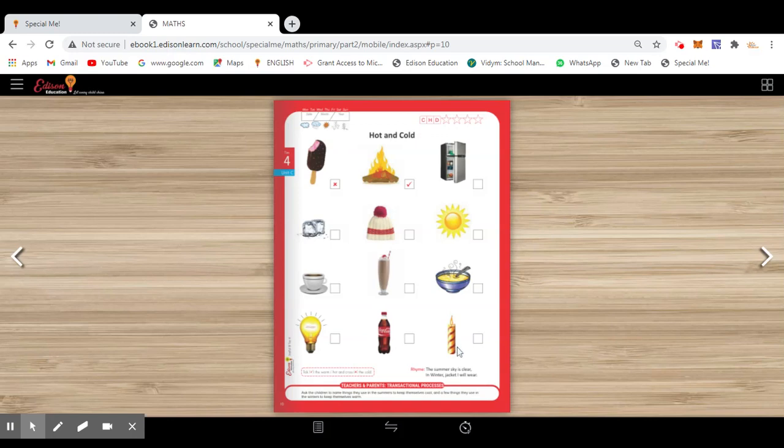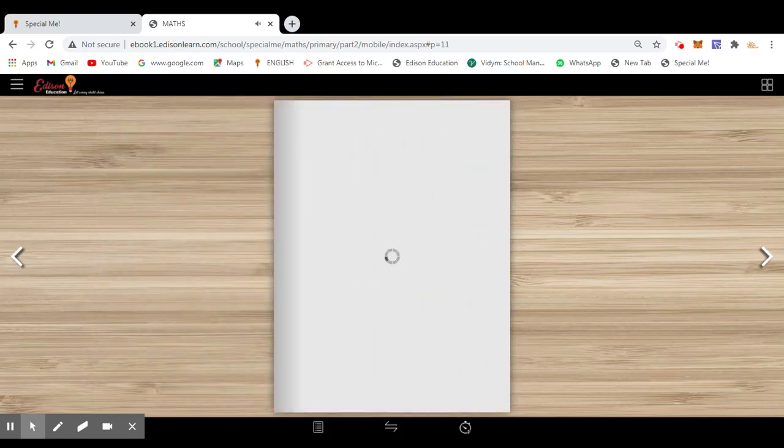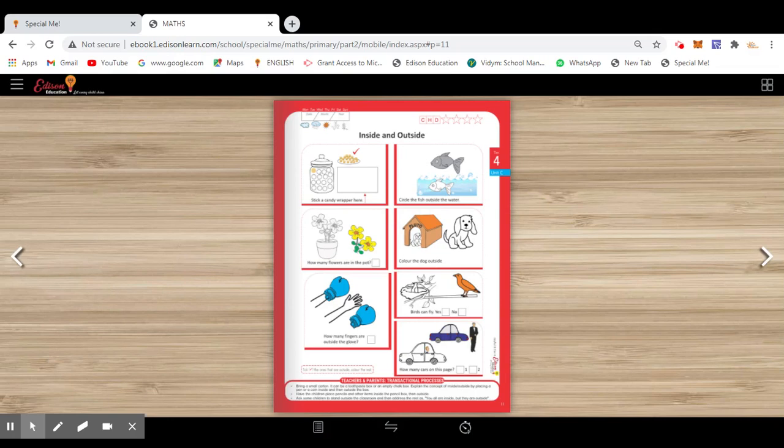And candle is also hot. The soup, it is hot. And the shake is cold. And tea is hot. So this is a concept of hot and cold. Next, inside and outside. Inside, outside. Inside मतलब अंदर, outside means बाहर.